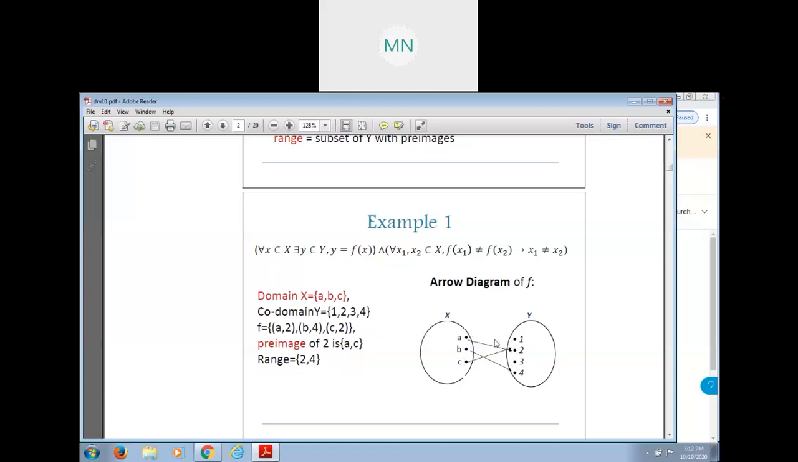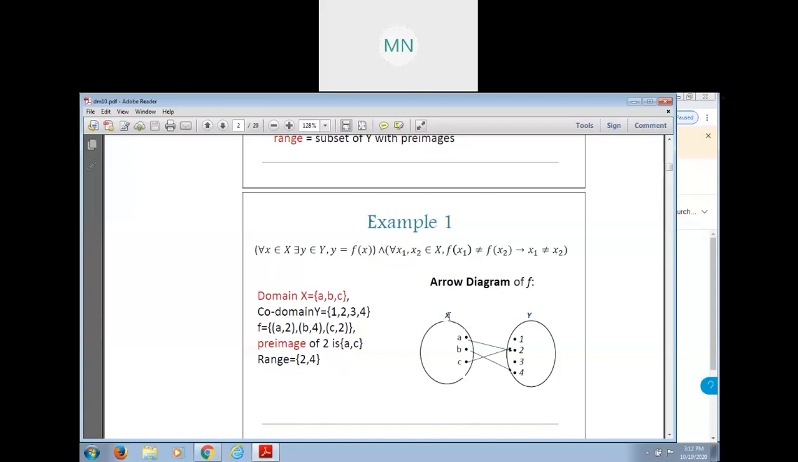Is it clear? Hello? Hello? Hello? See the diagram.